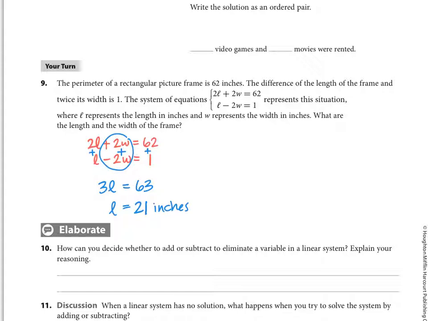If the length is 21 inches, what's the width? And let's use the second equation. So instead of L minus 2W, it's going to be 21 minus 2W equals 1. If I subtract 21 on both sides, I get negative 20 and divide by negative 2 to give us 10 inches for the width.